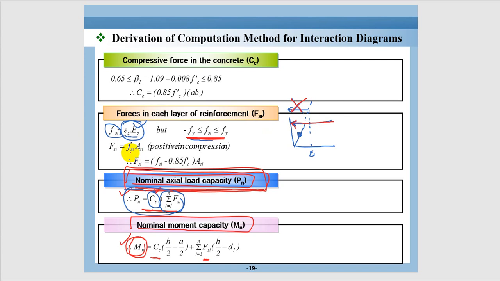And also when you calculate the stresses or force from the rebars, this is very important: you have to subtract the concrete from the rebar stress.